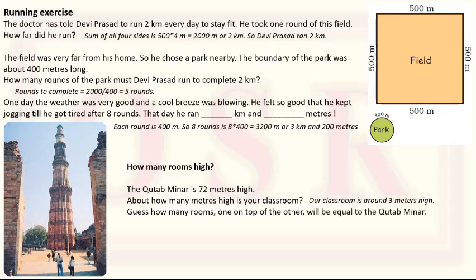So 72 by 3. That's simple. Number of floors, 72 by 3, that's 24. So Qutub Minar is around 24 floors high. Explain how you made a guess. This is the place where you have to tell.